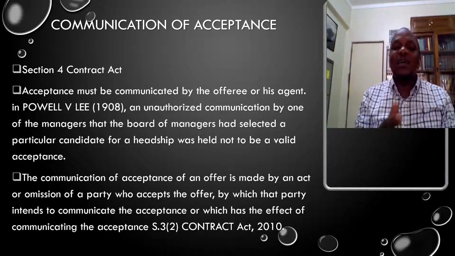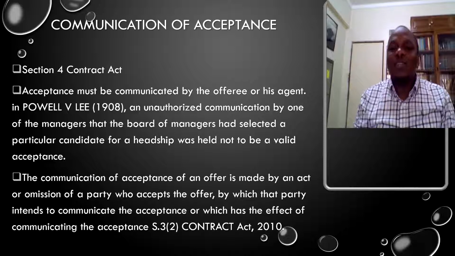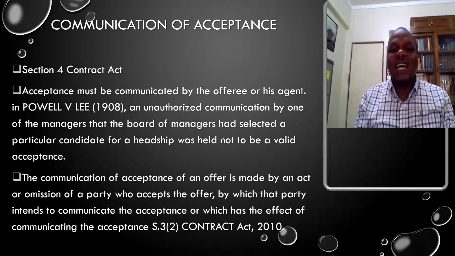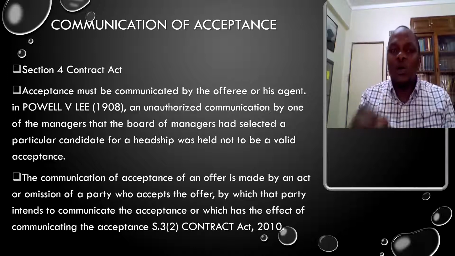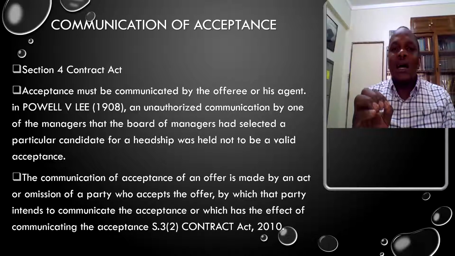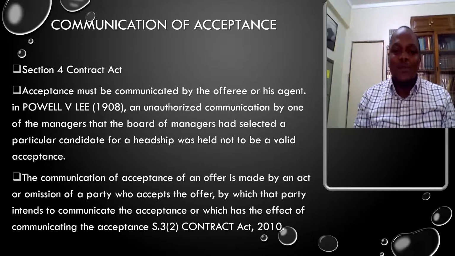And there is an old case of Powell versus Lee, in which an unauthorized communication by one of the managers, that the board of managers had selected a particular candidate for a headship job, was held not to be valid acceptance because the manager who communicated did not have the authority. He wasn't authorized. So you, the offeree or your agent, can communicate this acceptance.